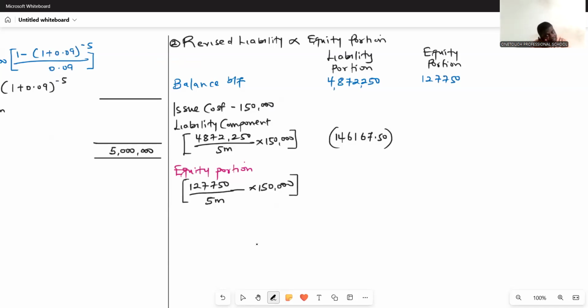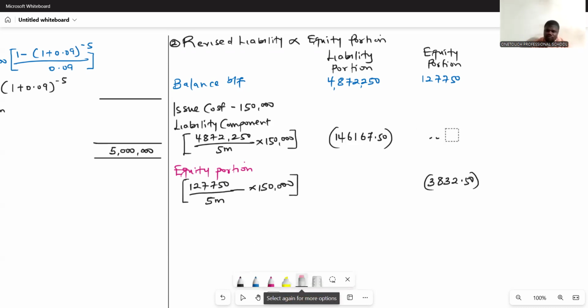The next one should be 3832.5. So we deduct, sorry, this one should be here, 3832.5. So we deduct, and whatever we get is the revised figures that we should use for the amortization and the financial statement.